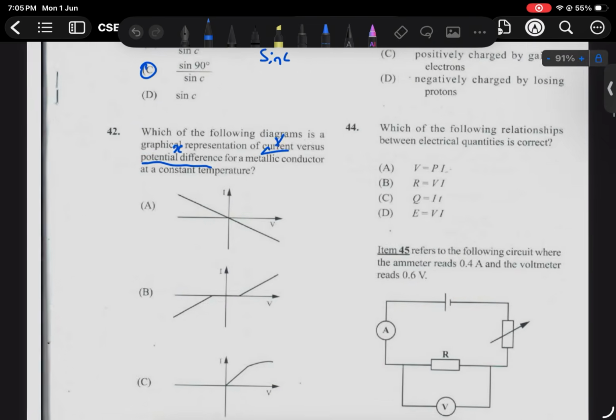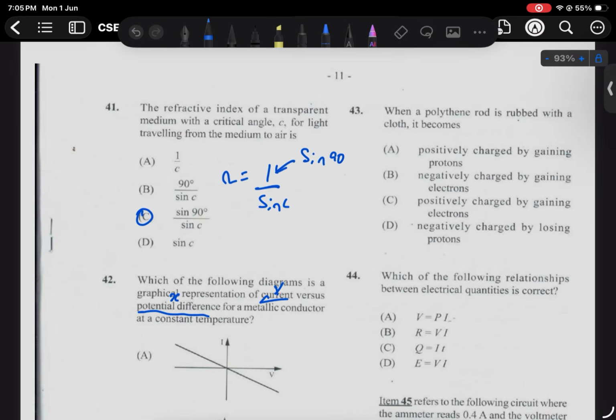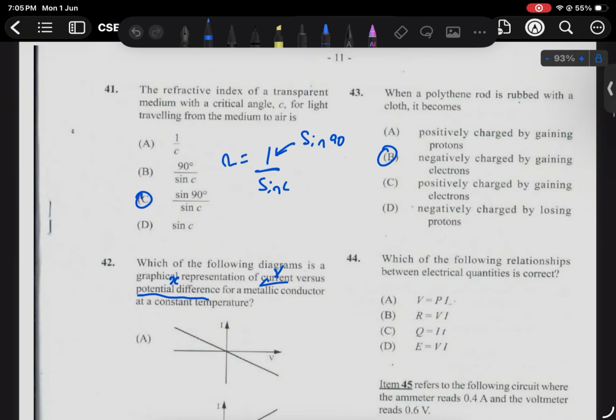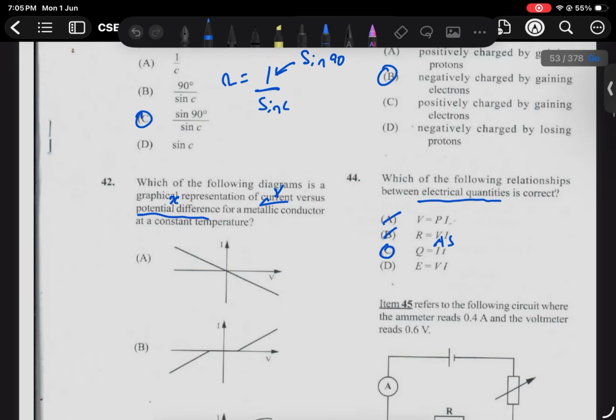When a polythene rod is rubbed with cloth, it becomes, polythene has a tendency to gain electrons, so it becomes negatively charged by gaining electrons. Which of the following relationships between electrical quantities is correct? Yes, the charge is equal to the amps per seconds.